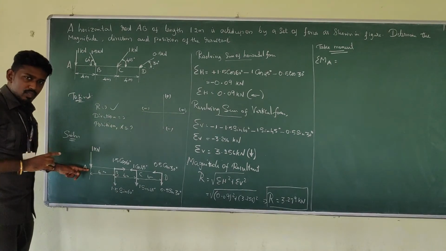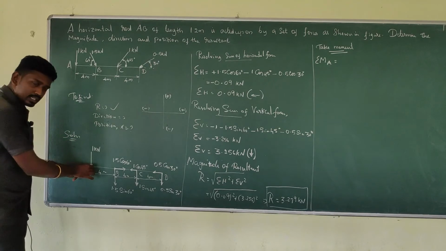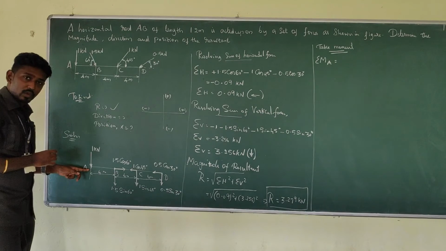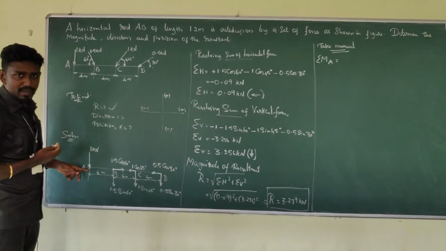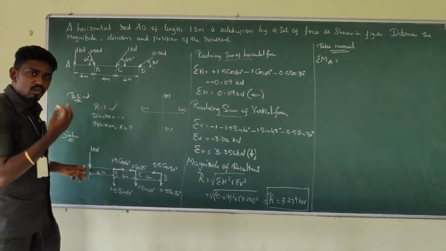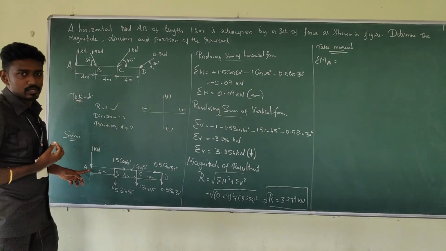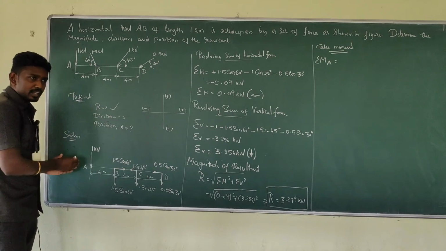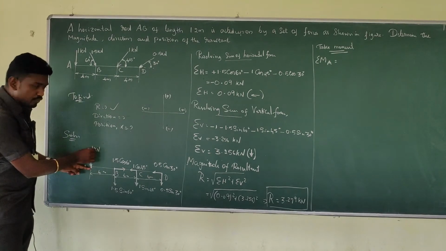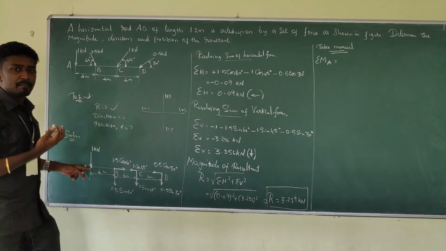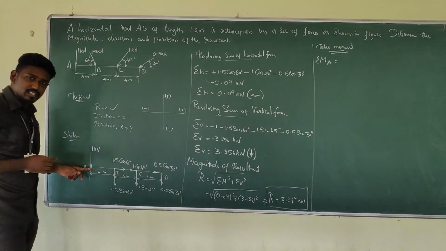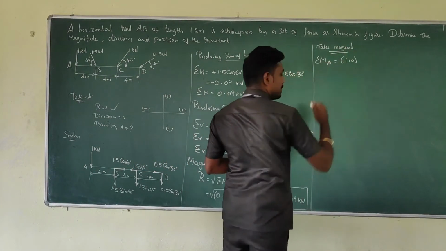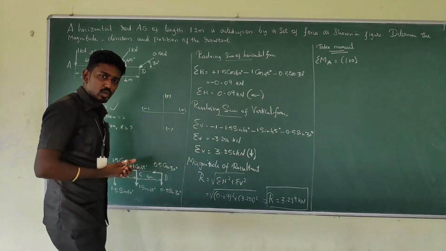So you are going to take the moment about A. Always remember, the moment of a force acting on the point considered will be 0. Why? Because we know the formula for the moment. Moment is equal to force into its perpendicular distance. So when you are considering a point, for this force 1 kilonewton, there is no perpendicular distance, so it will be 0. So here I can say 1 into 0 will be 0. Directly you can write 0 as well.